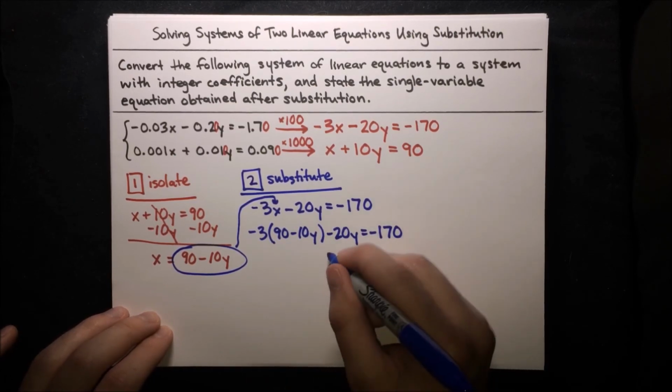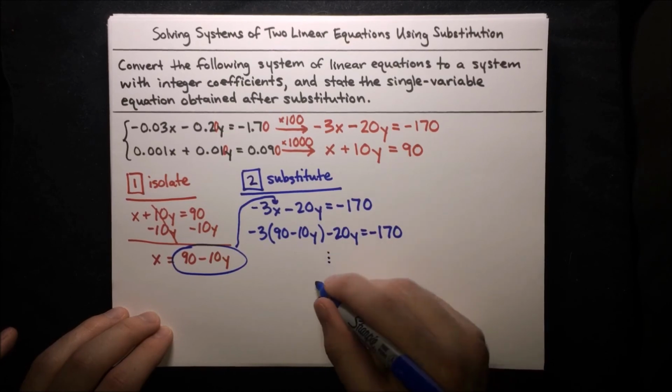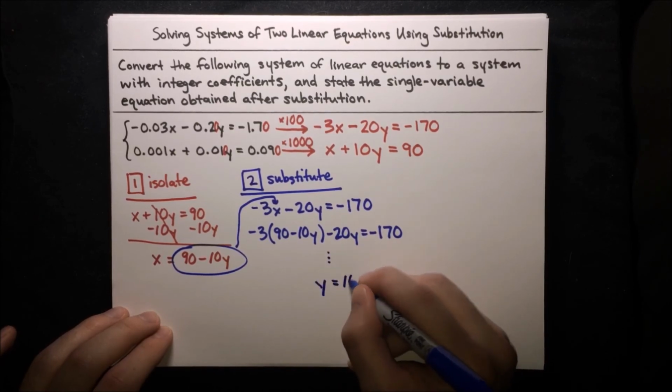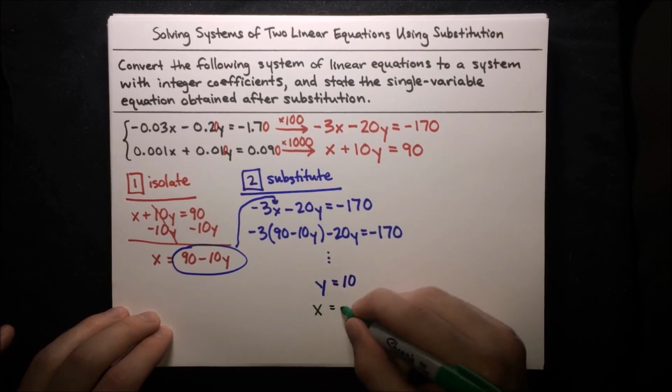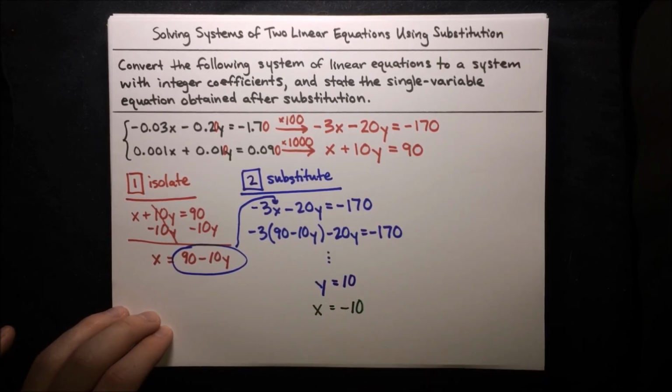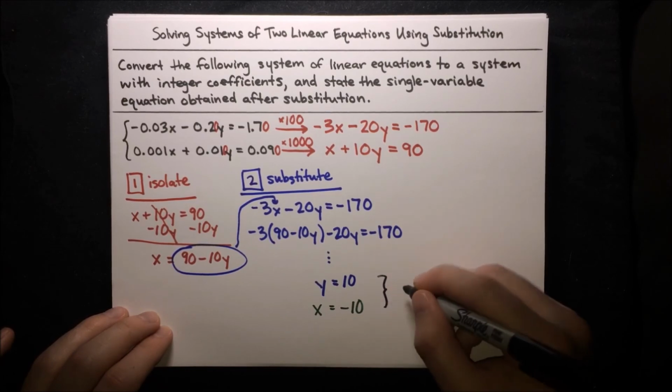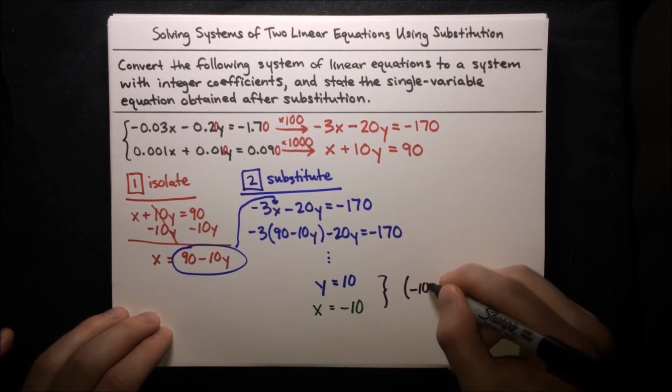Now if we were to solve this, going through all the steps, we would get to y equals 10. And then if we back substituted, we'd get x is equal to negative 10. You can check it for yourself that the solution is negative 10, 10.